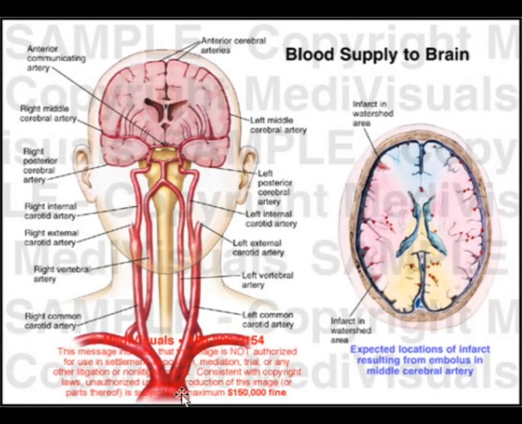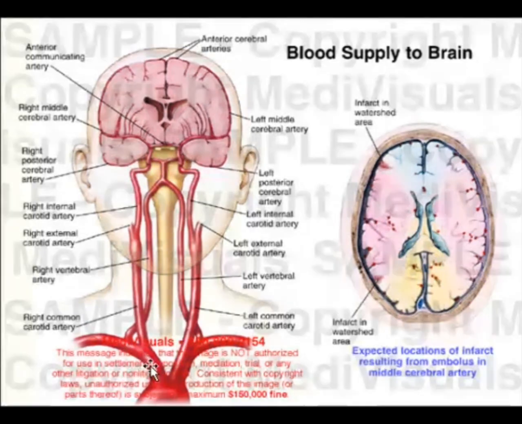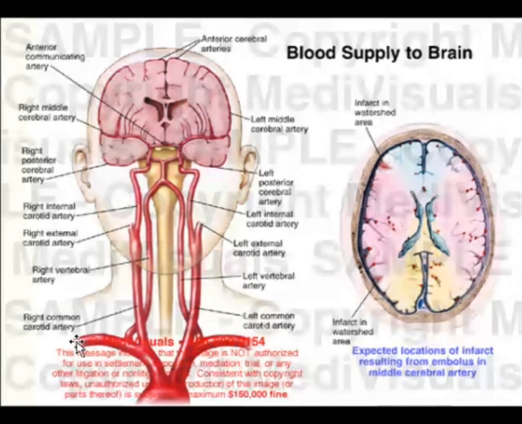This is the arch of the aorta. On the right, it gives off what we call the brachiocephalic artery. That is on the right. It gives off the brachiocephalic artery. Then the brachiocephalic artery divides into the right common carotid artery and the right subclavian artery.